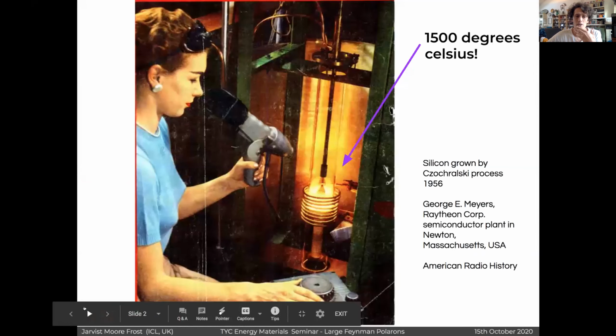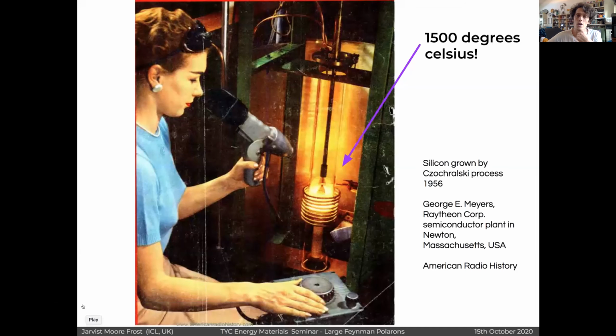I'm going to talk about large polarons, and I guess the first thing I should do is really motivate why we should be interested in polarons at all. And the answer is that semiconductors turn up everywhere in energy materials. And most of our semiconductors are generated by very high temperature processes.